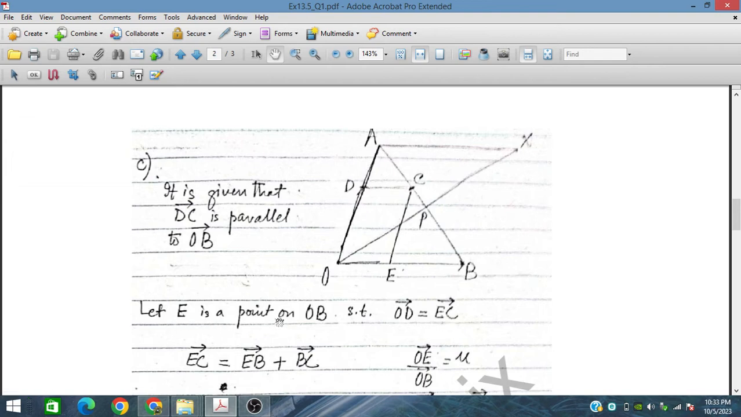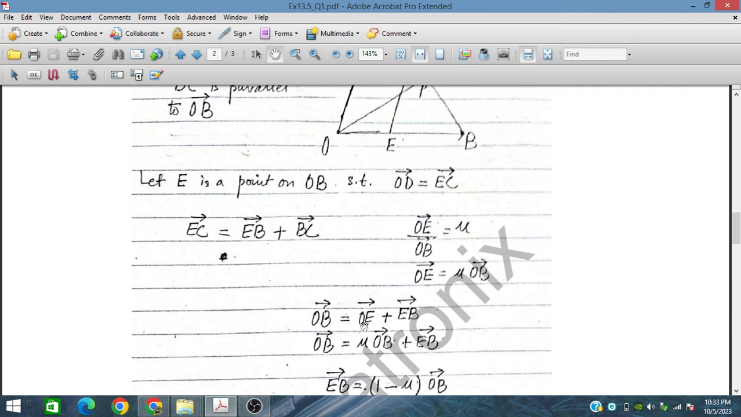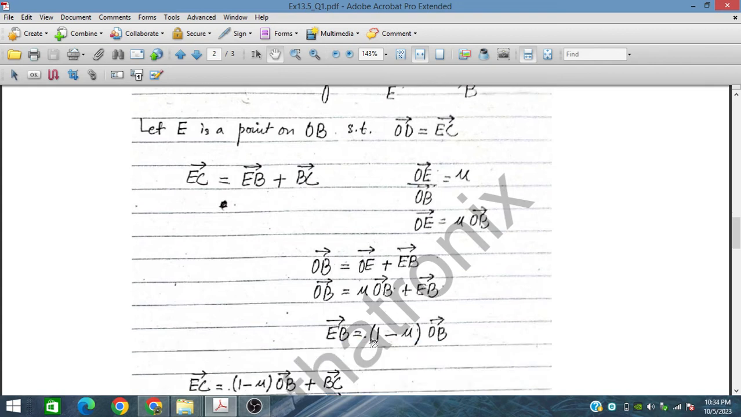So let E be a point on OB, such that OD and EC are equal. EC can be obtained as EB plus BC, and we can say that OE and OB have some ratio mu. From this, OE is equal to mu OB. So in place of this OE, we can write mu OB, and from this EB can be obtained as 1 minus mu OB. So EB is obtained in terms of OB with some ratio, and we can place this EB as this.